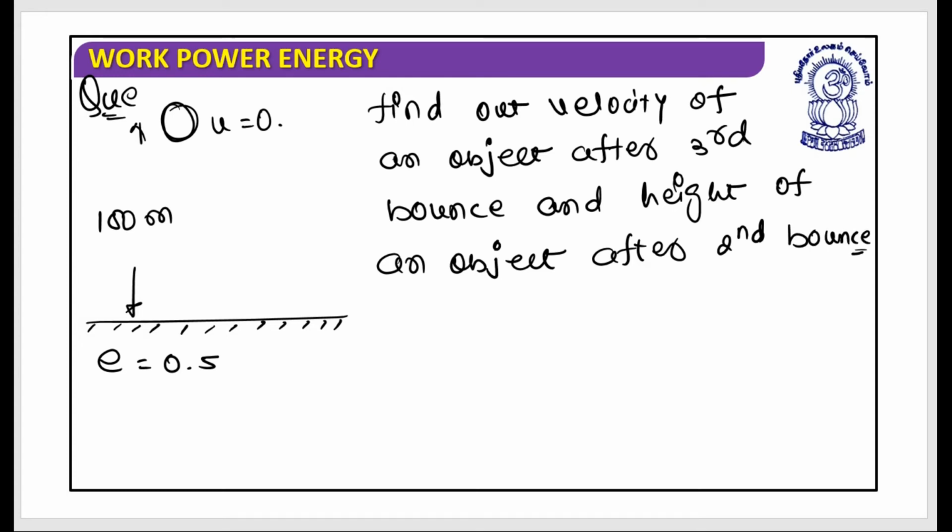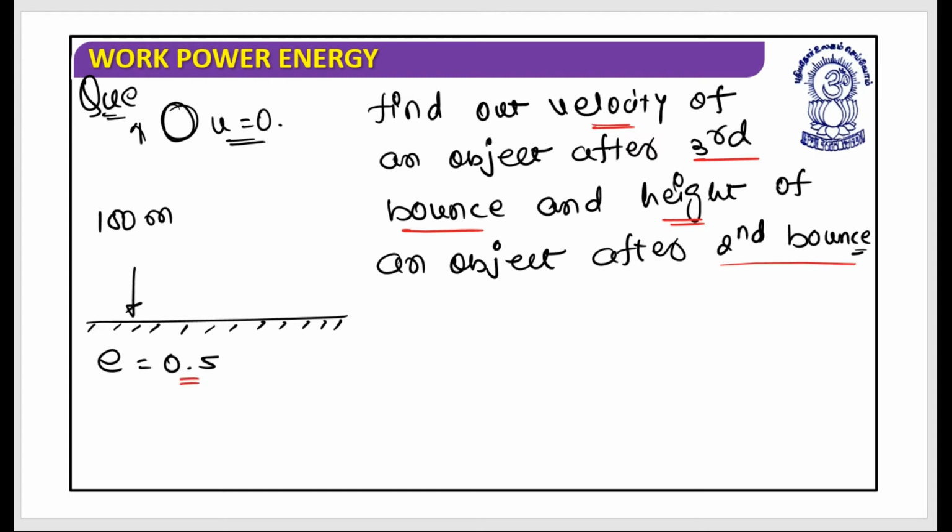So this is the requirement. What do you want? You want the velocity of an object after the third bounce, and you require the height of the object after the second bounce. So how will you do it?